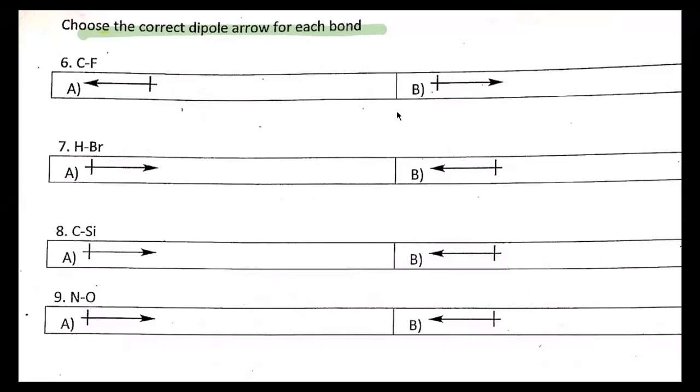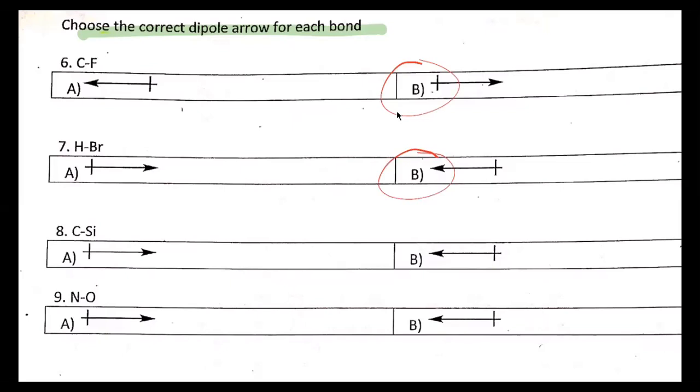So in a C-F bond, which direction would it be pointing? Would it be pointed toward carbon or toward fluorine? Keep in mind, fluorine is all the way to the right of the periodic table. So it should point towards fluorine. Is that right? Yeah. What about HBr? It's going to be pointing towards bromine. So it should be here.